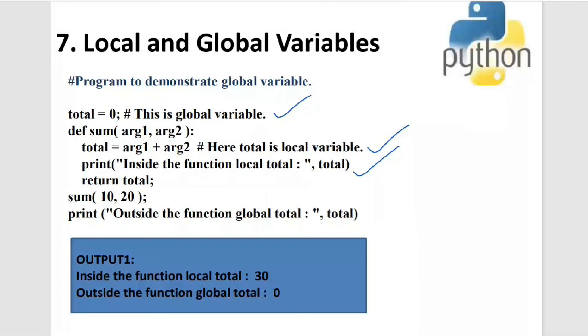Even if I return total, that return has to be caught with the sum, and I'm not catching it. I'm just printing and also returning it, but this is not caught. It is not used anywhere. Now outside the function, global total is 0 itself. So I hope everybody understood this difference.